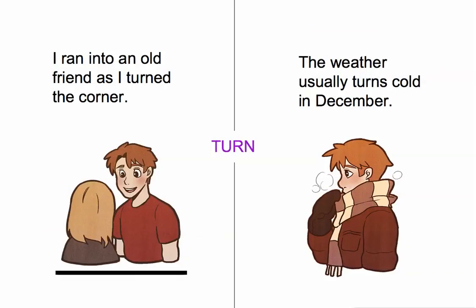Turn. I ran into an old friend as I turned the corner, compared to the weather usually turns cold in December. Again, first sentence is showing action, actively turning the corner, whereas the second sentence is showing that it's linking the predicate adjective cold back to the subject of the sentence, weather.